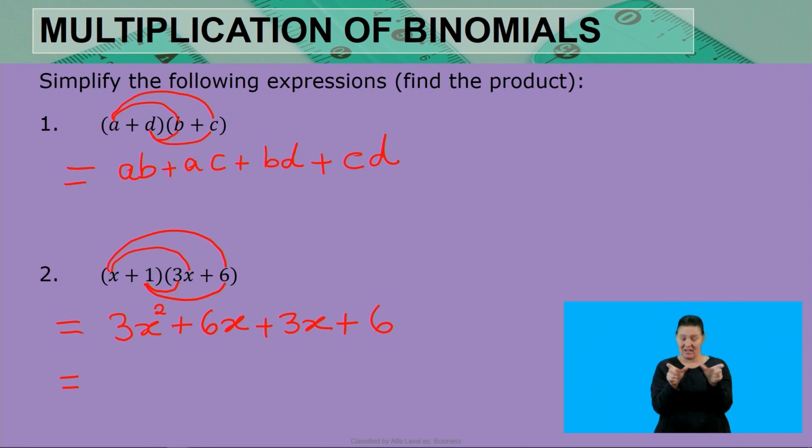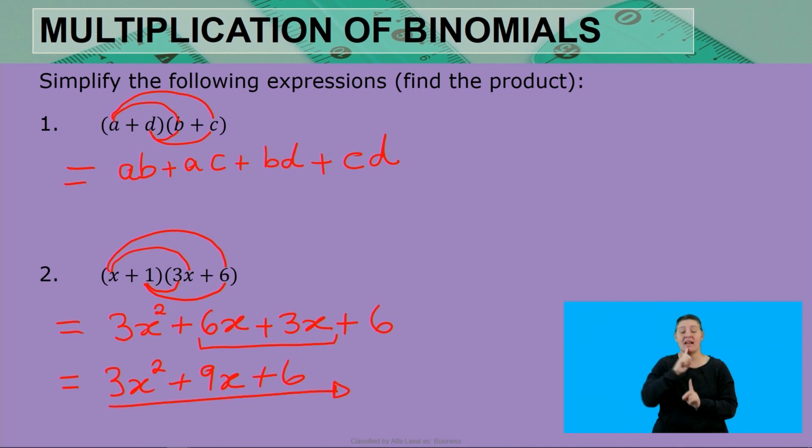But again, if you look in the middle there, we do have like terms. And remember, we always simplify our expressions. So we have 3x squared. And because these two are like terms, it means we can add them. So we are going to say a positive 6 plus a positive 3. That will give us a positive 9x and plus 6. And we can see that our final answer there is a nice trinomial.